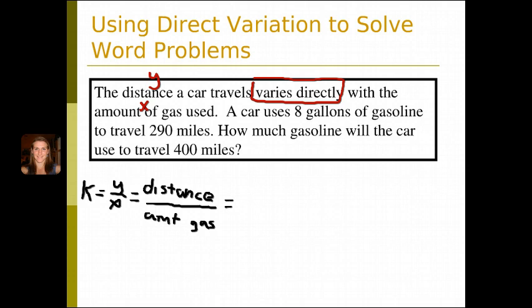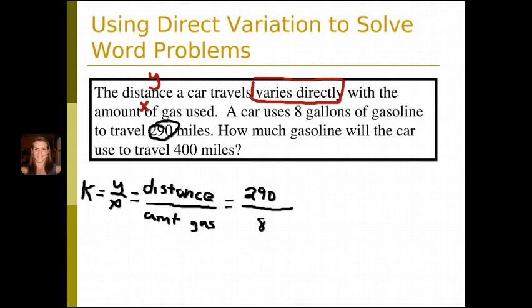Well, it told me that my distance was 290 miles. And it told me that the amount of gas that I used when I drove 290 miles was 8 gallons.